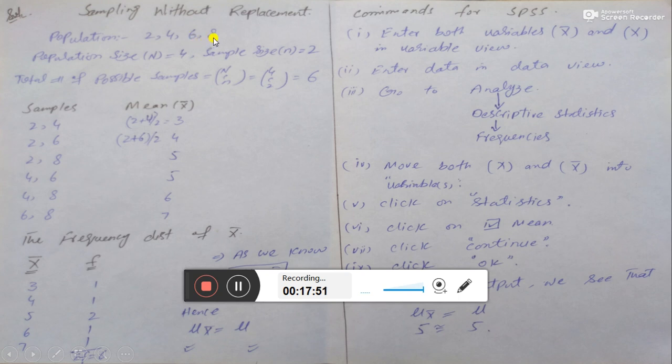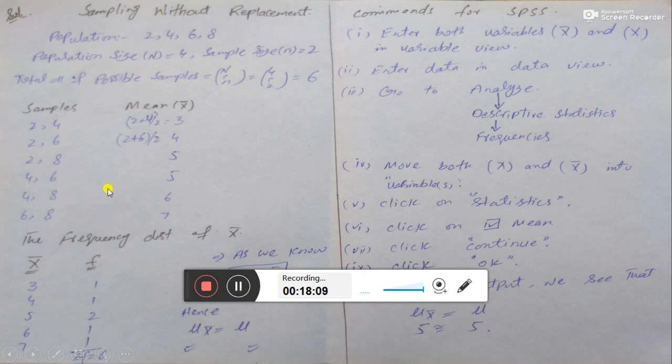Similarly, 6 can come with 8. 6 cannot come with 4, 6 cannot come with 6. Similarly, 8 cannot come with the previous units because they are not there. So these are the samples which can be drawn when sampling is done without replacement.